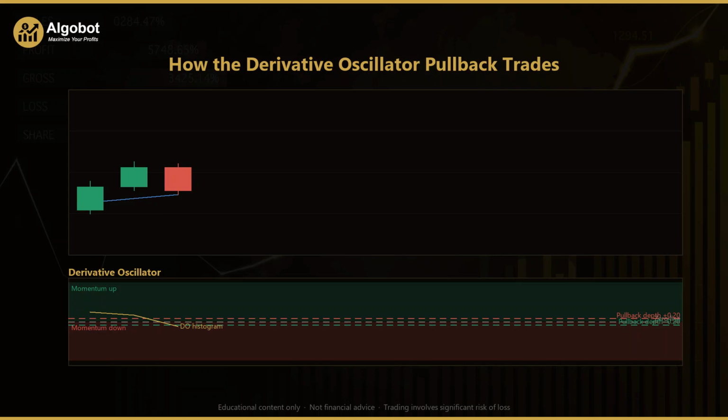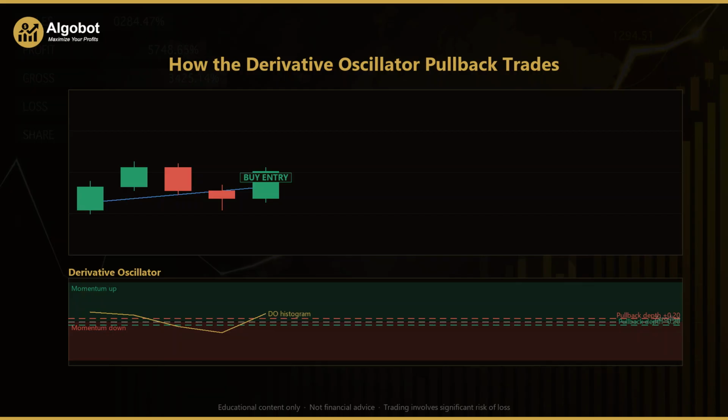Look at the first two candles. Price is climbing and sits clearly above the blue trend line. So the regime is an uptrend and only long setups are allowed. Down in the oscillator panel, the histogram is above zero in the green momentum up region, confirming healthy upward push.